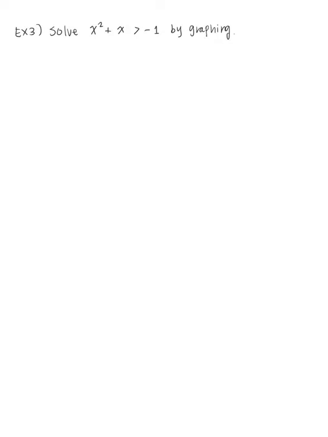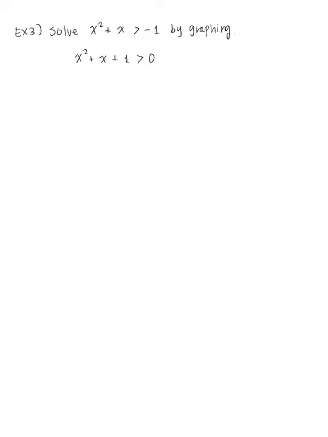Now let's take a look at example 3. Solve x squared plus x is strictly greater than -1 by graphing. And guess what? In example 4, we're going to do this algebraically. But anyways, let's start on this. Step number 1, let me rewrite this as x squared plus x plus 1 is greater than 0. All I did was add 1 to both sides of the inequality.